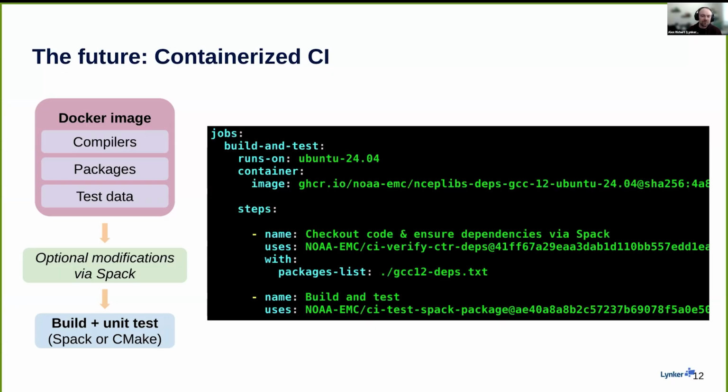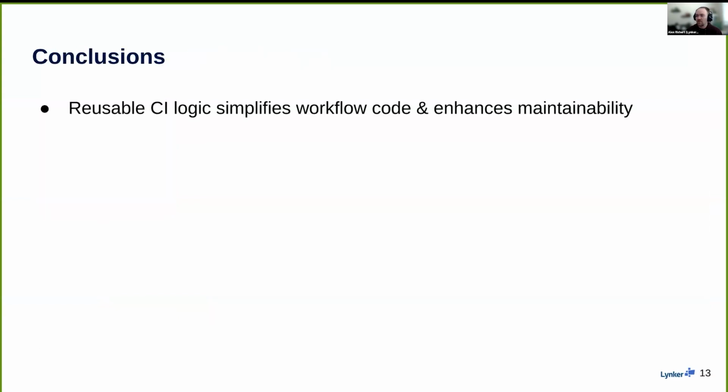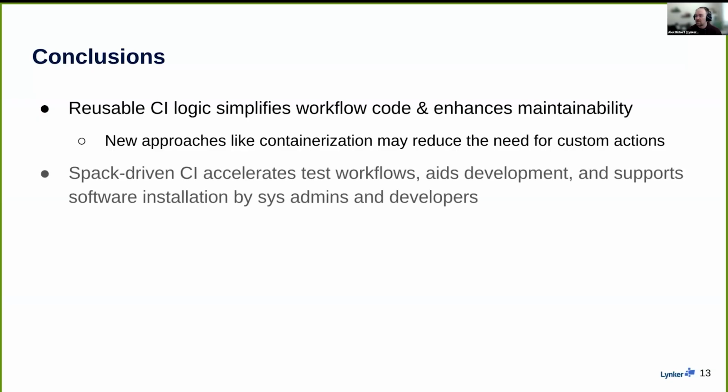In principle, we could further clean up our CI workflows to look something like this, where we tap into the container image, make any customizations needed, and then do the build and test. I think there's a lot of room for further consolidating the logic that we have, simplifying things and making things more uniform across our workflows, ultimately with the goal of supporting developers.